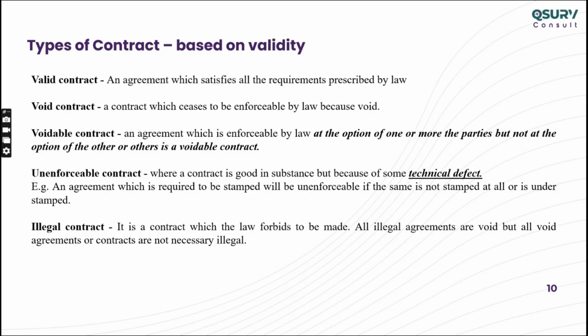In some countries, some drugs are legal, so in that country this contract is not illegal. But in some countries, this act, preparing drugs, is an illegal activity. So in that country, it becomes an illegal contract. Hope it's clear. Based on validity, it is classified into 5 types.